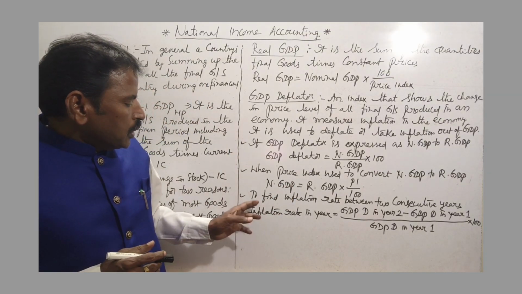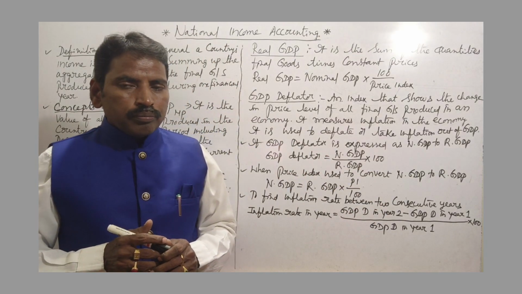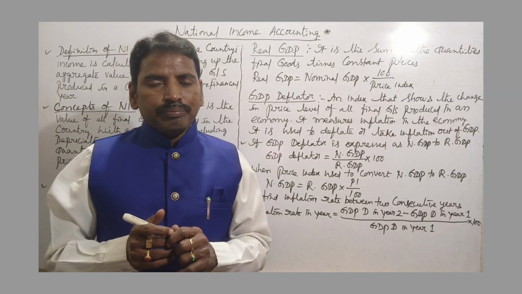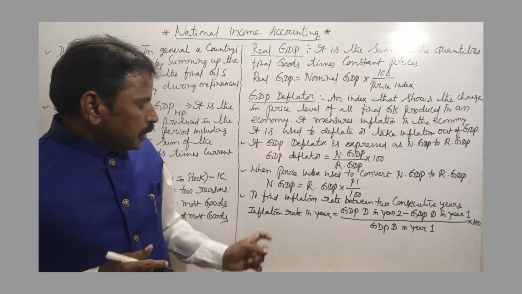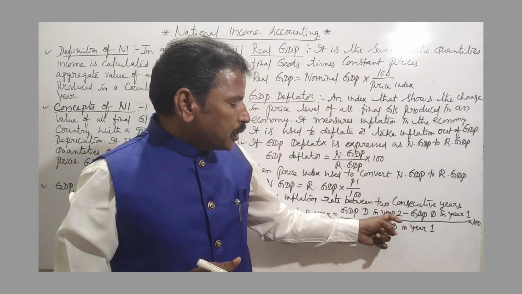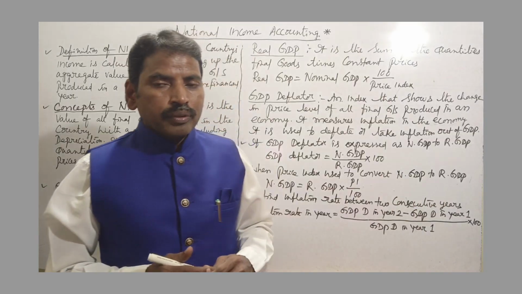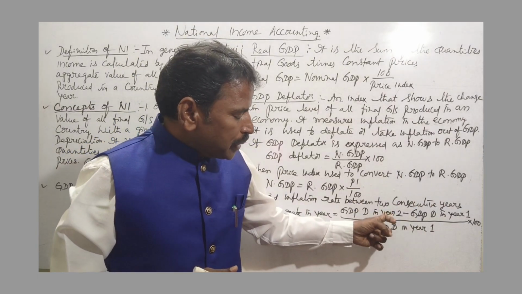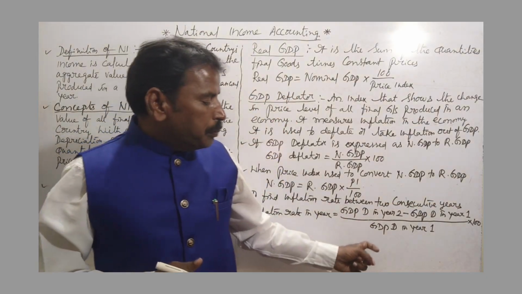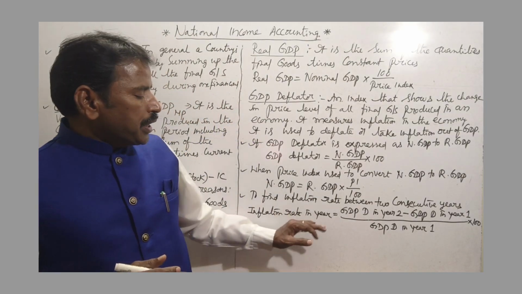Next, to find inflation rate between two consecutive years. How to calculate? Inflation rate in the year is equal to GDP deflator in second year minus GDP deflator in first year, divided by GDP deflator in first year, into 100. Then you will get inflation rate in the year.